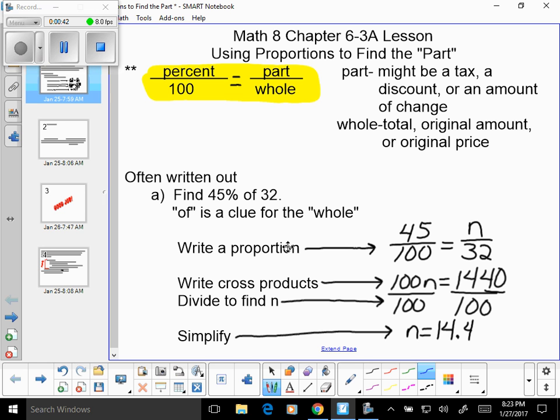Percent over 100 equals part over whole. You might even remember this from last year when I stressed it in our percent chapter. When we're talking about the part, it could be a tax, for example, a sales tax, or an income tax. It could also be an interest rate, such as the interest rate on a credit card or on a savings account. The part can also be a discount. For example, perhaps they took off $12.50 from the price. That $12.50 will end up being a discount.